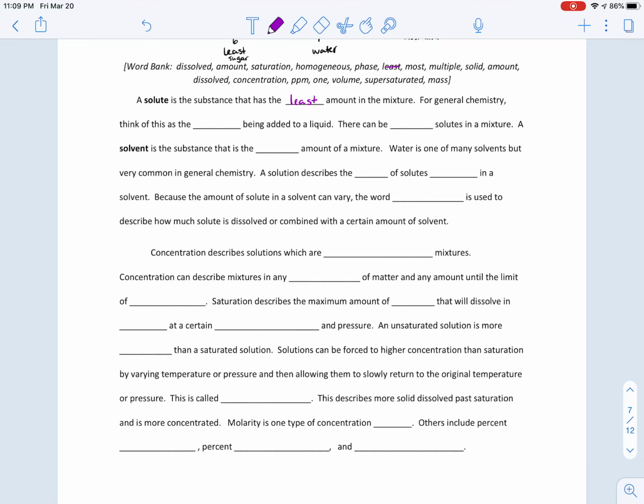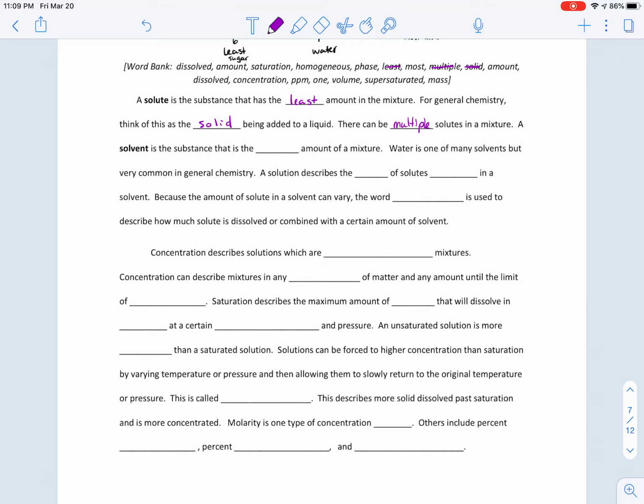All right, and I already gave you some tips on some of these. Solute is the substance that has the least amount in the mixture. For general chemistry, think of this as the solid being added to a liquid. And you may or may not have caught my little hint with the tea and the sugar being in the water, but there can be many or multiple solutes in a mixture.